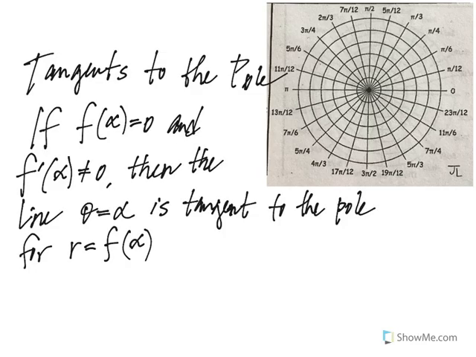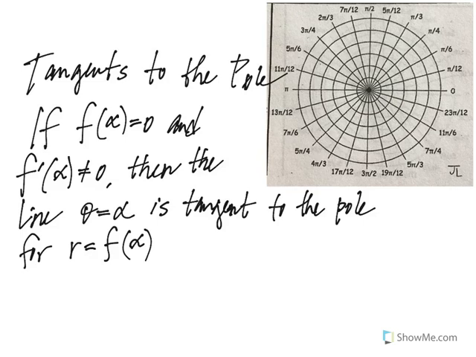All right, so we're going to start off with a theorem, or how tangents to the pole are defined, and it is as follows. So you might want to pause this, maybe get this in your notes. If f of alpha is equal to 0, and f prime of alpha is not equal to 0, then the line theta equals alpha is tangent to the pole for the graph of r is equal to f of theta.